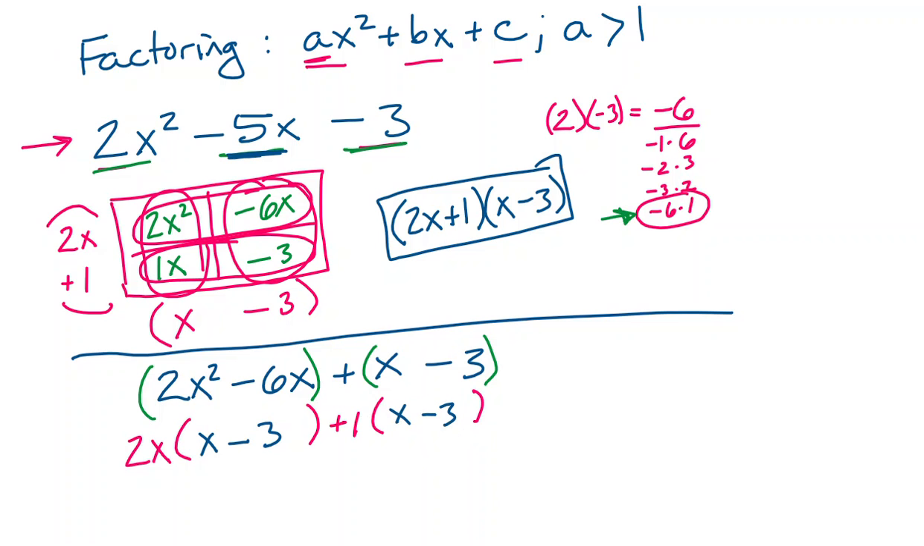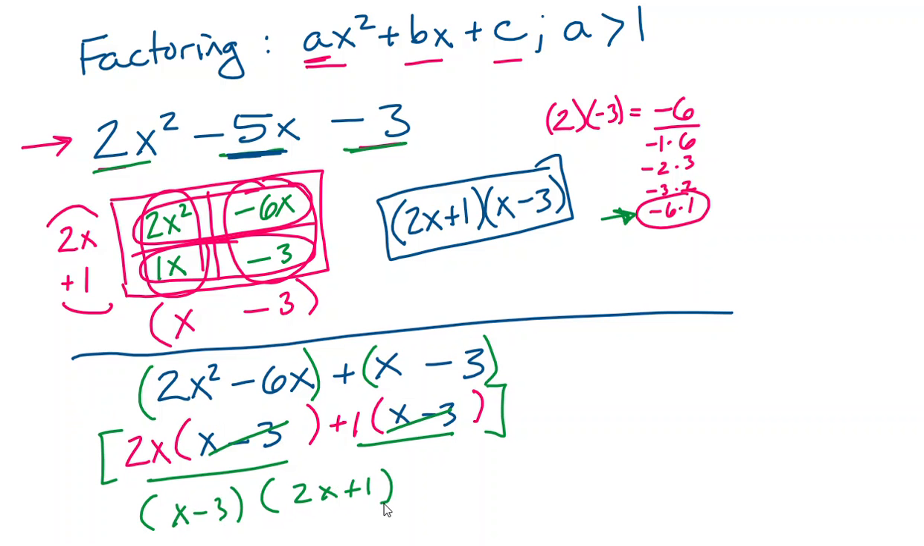So now I have an x minus 3 in each term, right? There's a term there and a term there. They both have an x minus 3. x minus 3 is one factor. And if I take those out, what's left over in the brackets is 2x plus 1. So there we have it, same pair of factors. This is the grouping method.